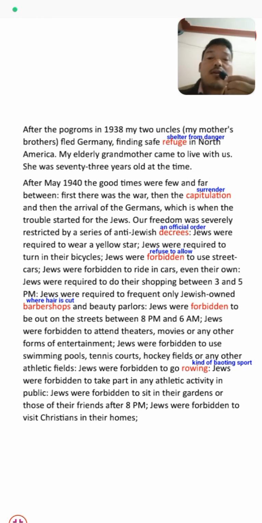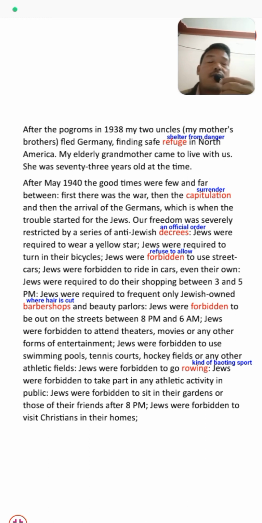Fled Germany. Yes, my elderly grandmother came to live with us. She was 73 years old at that time. At that moment, her grandmother came to live with us, and she was about a 73-year-old woman. After May 1940, the good times were few and far between. Yes, students, it was not a good time, but after May 1940, the good times were very few.